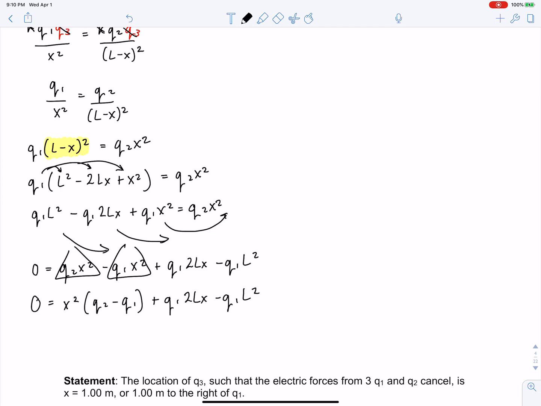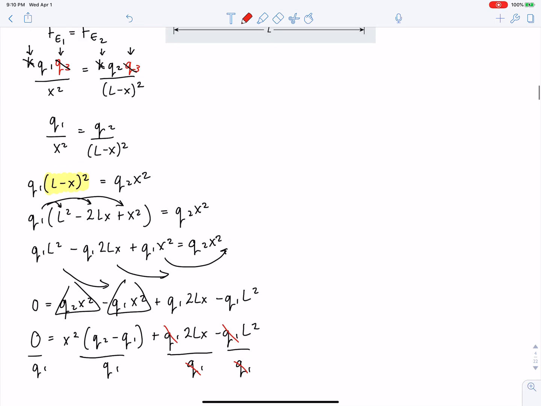And let's divide both sides by Q1. Q1 will cancel out here and here. We can simplify this. We are left with 0 equals x squared times Q2 minus Q1 over Q1 plus 2lx minus L squared. Okay, we're going to sub in what values we know.